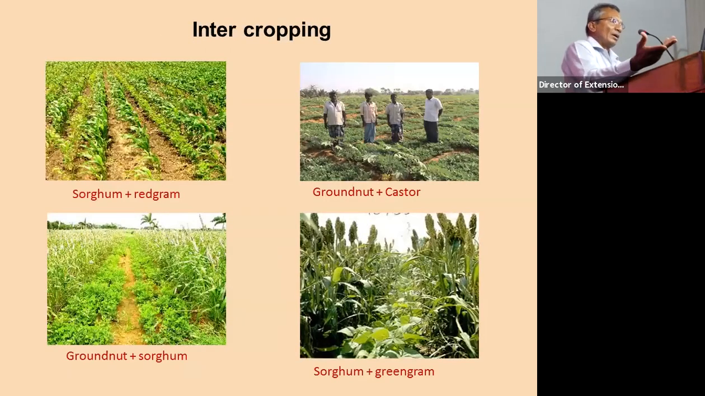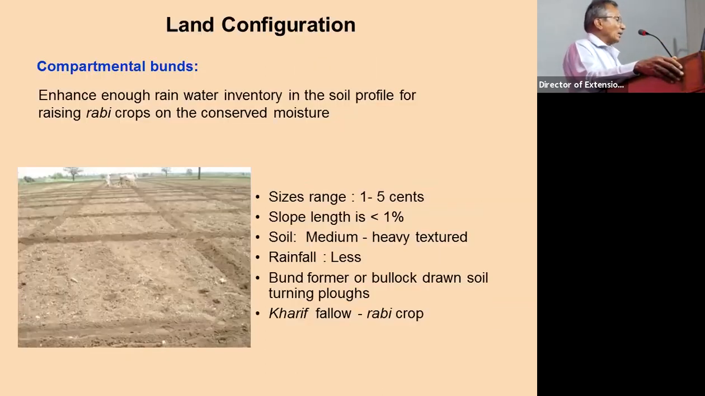Intercropping, we already know the advantages of intercropping. You can go with sorghum and red gram, groundnut and castor, groundnut and sorghum, and sorghum and green gram also. It is possible in the case of black soils or red soil areas with groundnut. So this is the compartmental bunding, one of the land configurations, which enhances the water inventory in the soil profile for raising rabi crops, with conserved moisture. The size ranges from 1 to 5 cents each. It's not beds and channels, it's compartments.